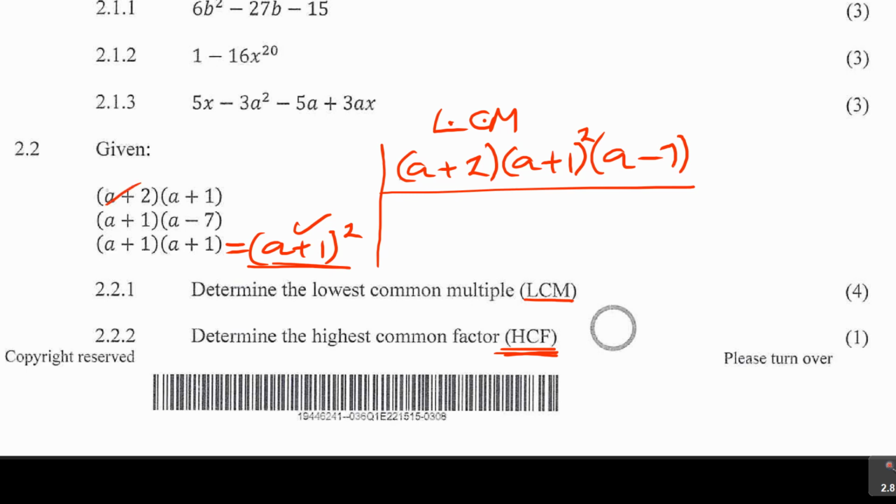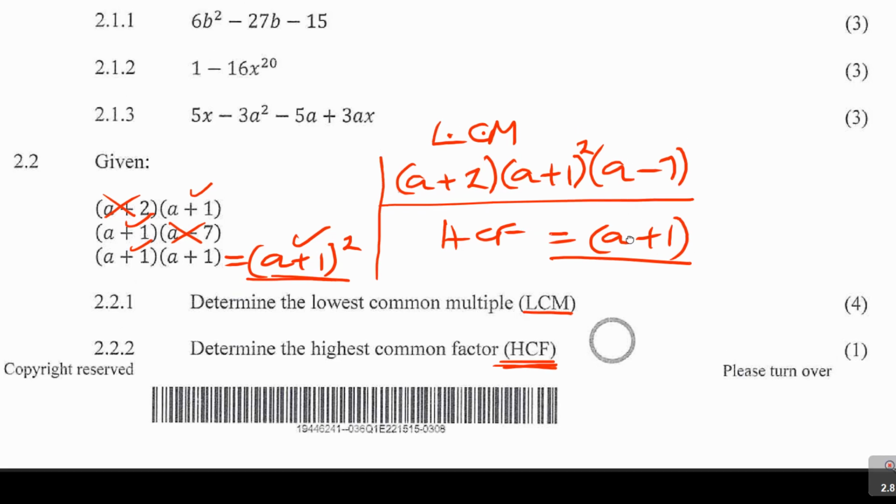So a plus 2, no, it's not in the other two. A plus 1, I see it there, I see it there, I see it there. And a minus 7, no. But now you take the smallest power. Don't take the squared version, take the smaller power. So the HCF is equal to a plus 1. This becomes the answer, guys. It was given 5 marks based on factorization from the previous part.